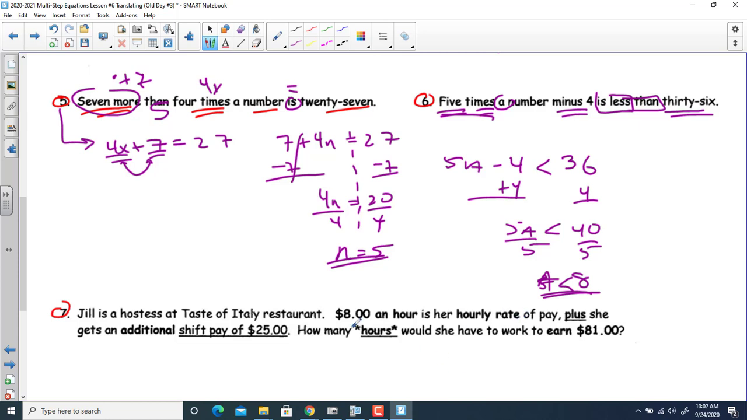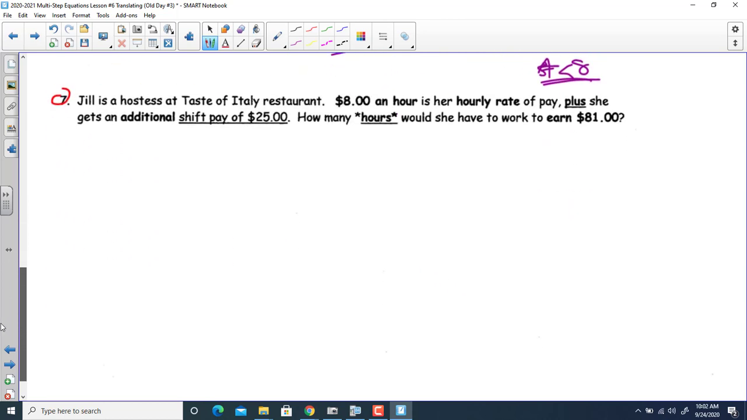Volunteer so that you're not just hearing my voice over and over again. Okay. Jill is a hostess of Taste of Italy restaurant. $8 an hour is her hourly rate of pay. Plus, she gets an additional shift pay of $25. How many hours would she have to work to earn $81?